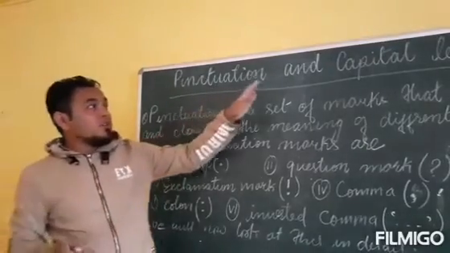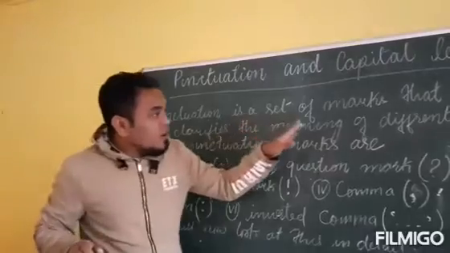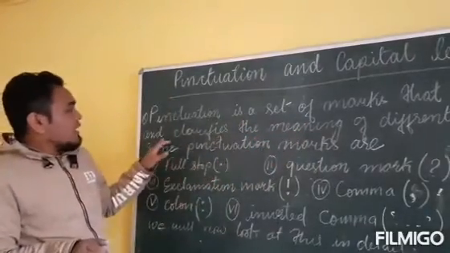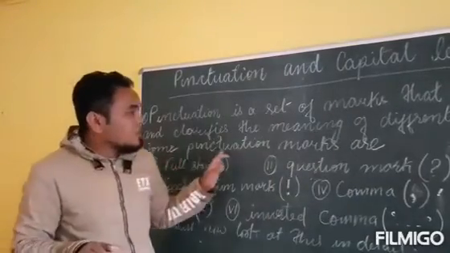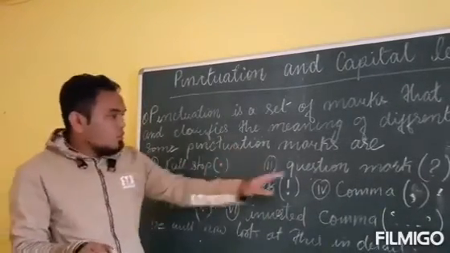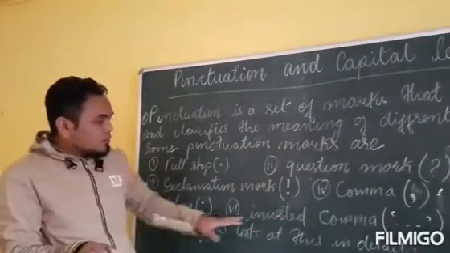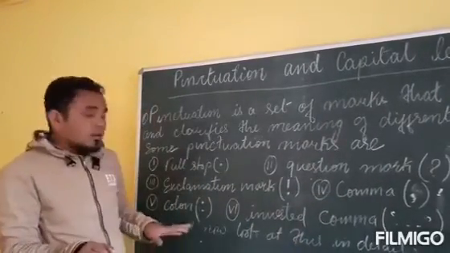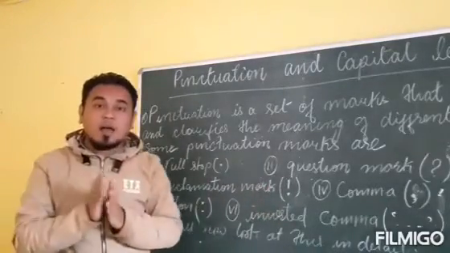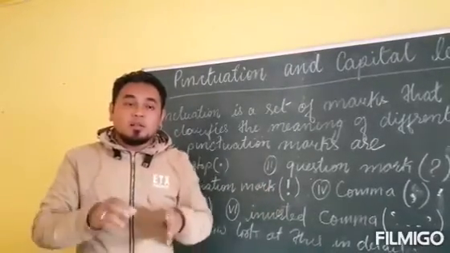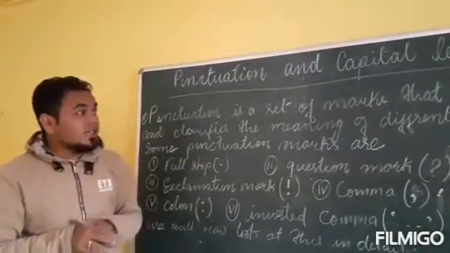So what are punctuations and capital letters? Punctuation is a set of marks that regulates and clarifies the meaning of different texts. Some punctuation marks are full stop, question mark, exclamation mark, comma, colon, inverted comma. All these are the punctuation marks that you have to use well in the sentences.